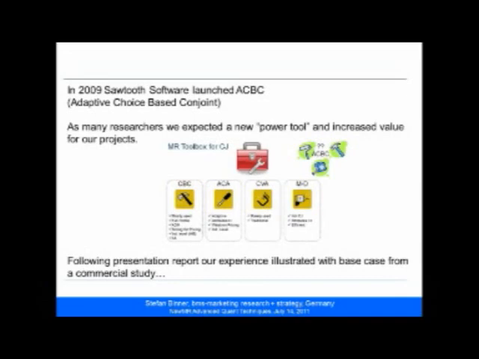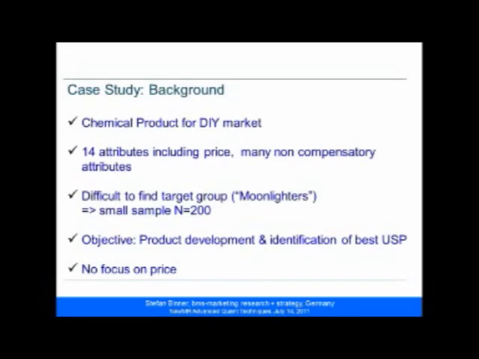So where does ACBC come from? In the following presentation, I would like to illustrate my experience with ACBC with a real study which we did for a commercial client. The study is about a chemical product for the DIY market. We have 14 attributes, including price, and many of these attributes are non-compensatory. And I think this is also one reason why Sawtooth came up with ACBC.